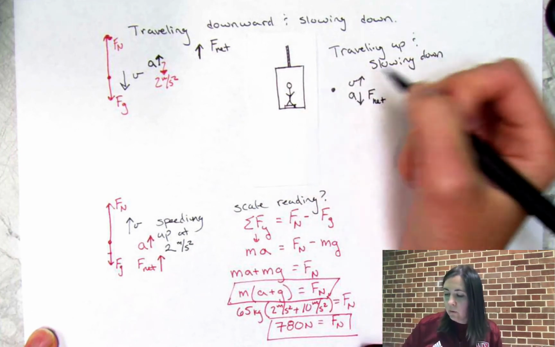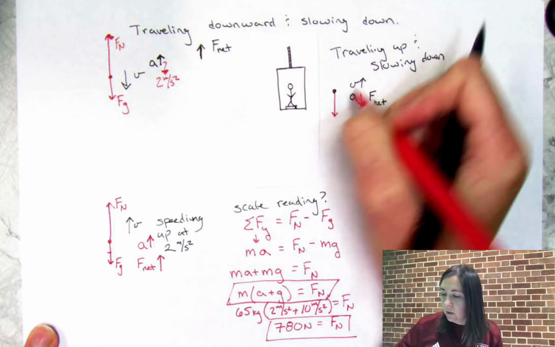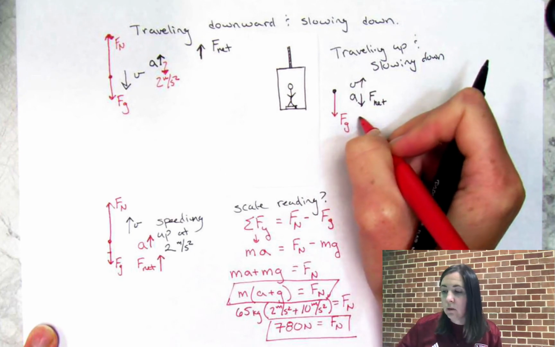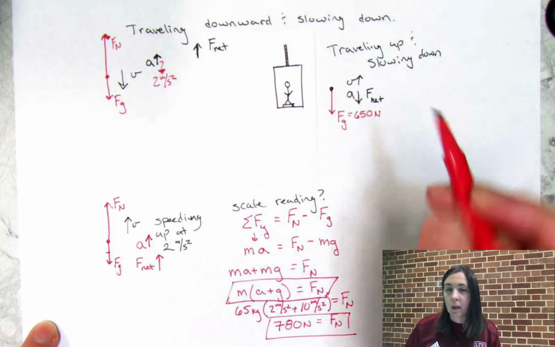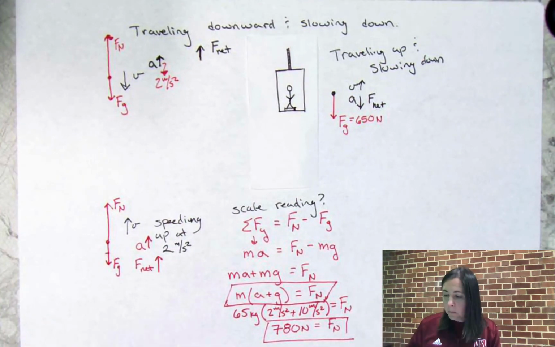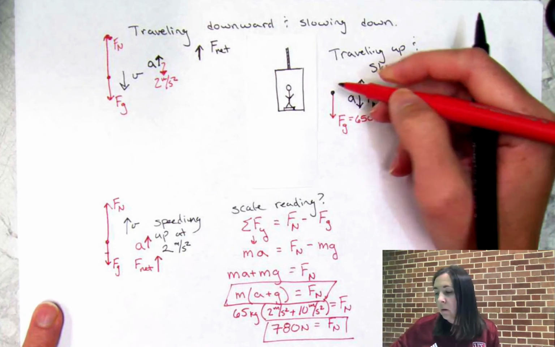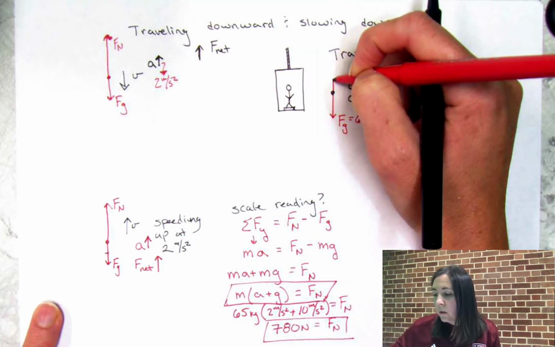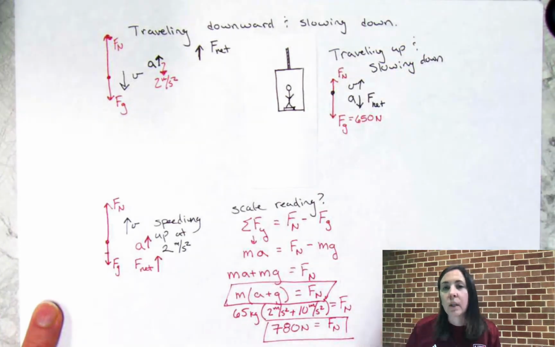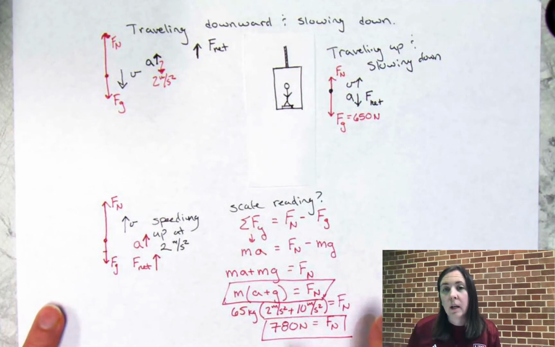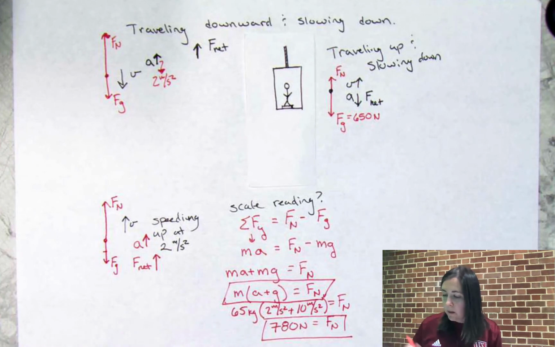So the force of gravity does not change. It's always going to be the same in this situation. So the force of gravity is still going to be equal to 650 newtons. We can go ahead and put that in first if we want to. Then if the net force is downward, that means the down force has to be bigger than the up force. So this upward force, the normal force, the force that tells us the scale reading, will be smaller than the force of gravity.